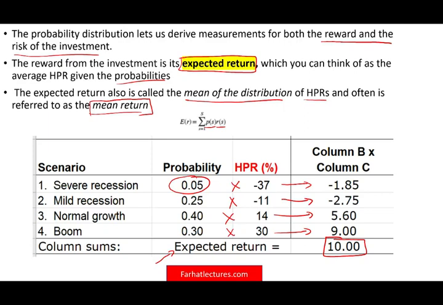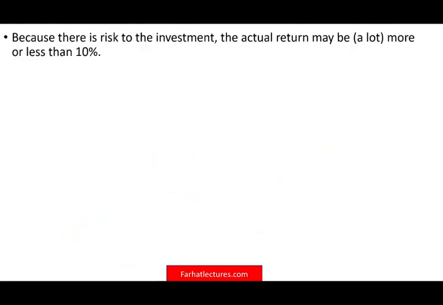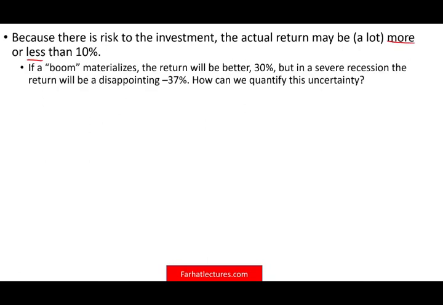What does that mean? It means if we have a boom, we could go up to 30%. What's the difference between 30 and 10%? That's a variance of 20%. Because there's a risk of the investment, the actual return may be a lot more or a lot less. So we don't know. We expect the 10%. If the boom materializes, the return will be better, which is 30%. But in a severe recession, the return will be negative 37.